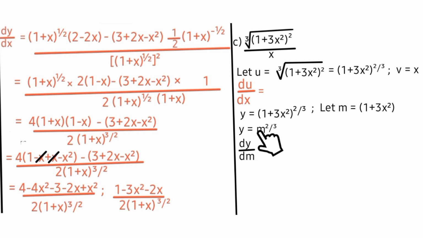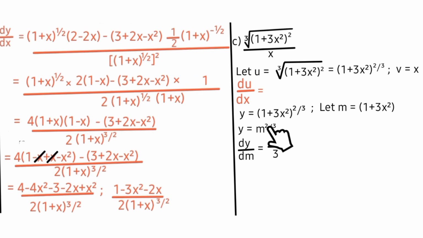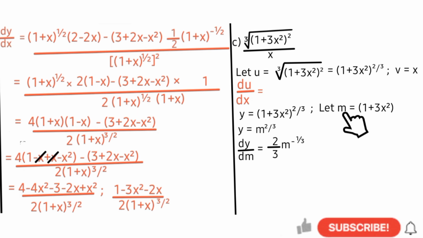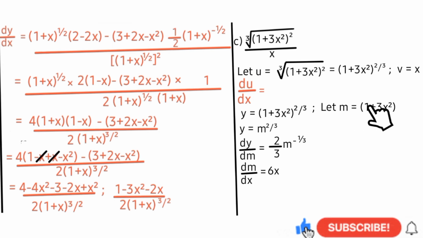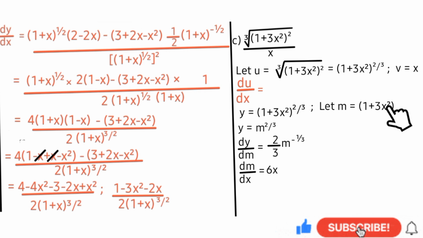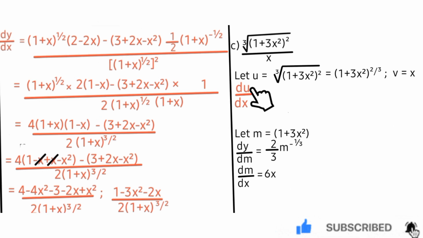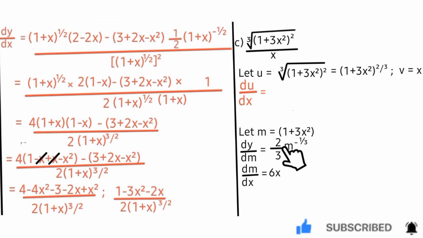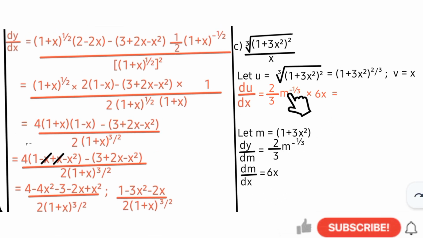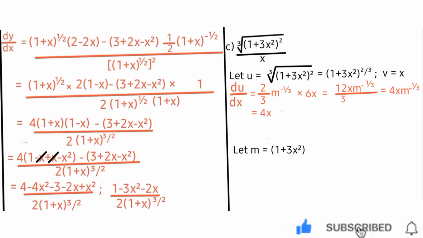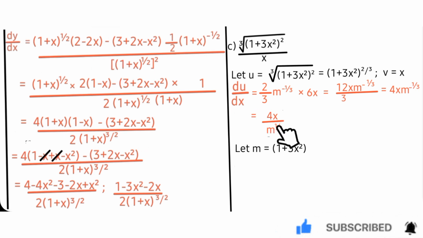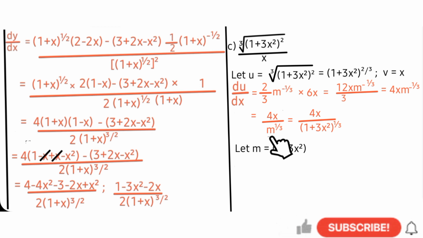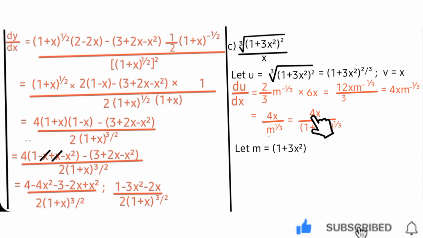Differentiating y with respect to m, 2 over 3 times m to the power 2 over 3 minus 1. Now, let's differentiate m with respect to x. 1 here is negligible because 1 is a constant. Differentiating 3x squared gives 6x. du by dx will be the value of dy by dm times dm by dx. 6x times 2 over 3 m raised to power minus 1 over 3. 12 divided by 3. Bringing m raised to power minus 1 over 3 down becomes m raised to power positive 1 over 3. 4x over m value is this, then raised to power 1 over 3. Therefore, du by dx is this.